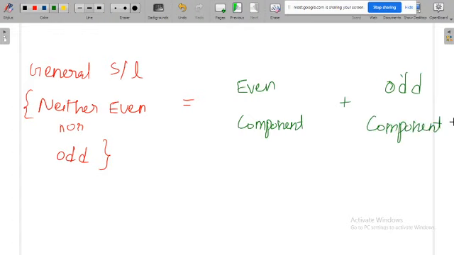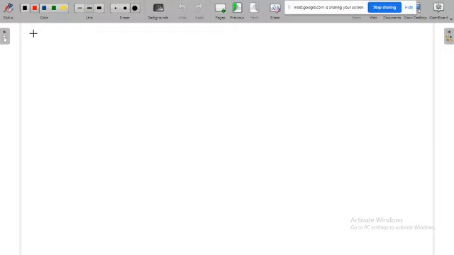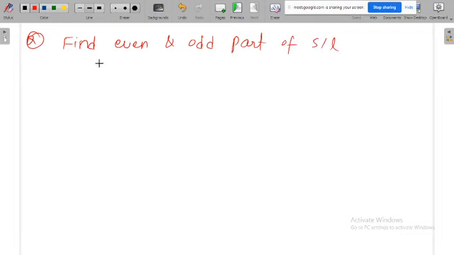So far we have been discussing the even and odd part of the signal with respect to the continuous time signal. Now next, we'll see one or two problems related to the discrete time signal. So the next question is, find the even and odd part of the signal x of n is equal to u of n.